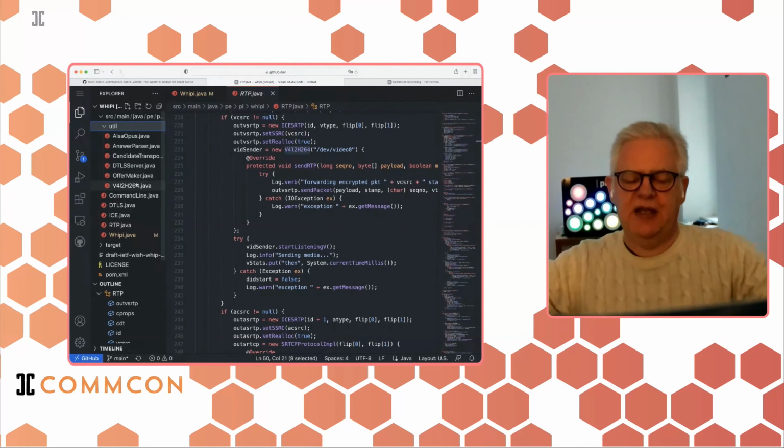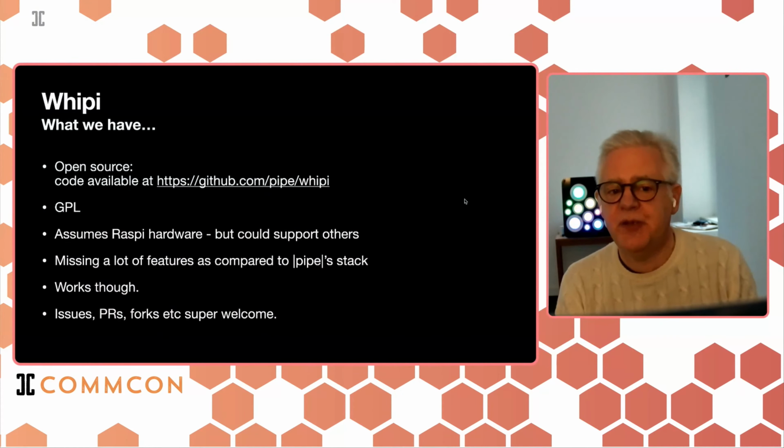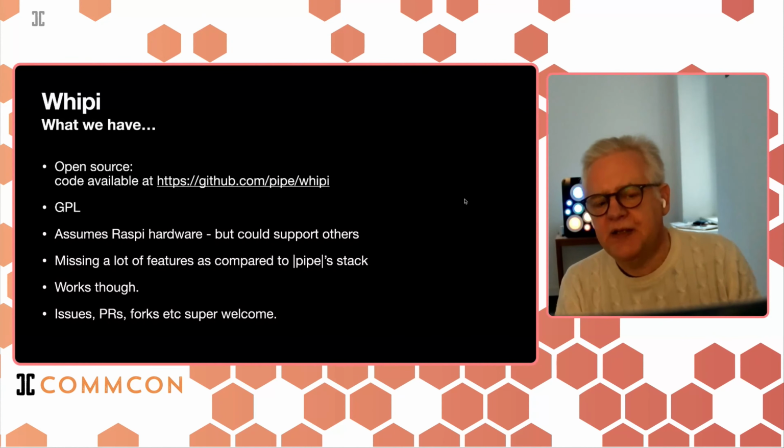So what did we just see? Well, we saw Whippy. The source code's available on GitHub as pipe Whippy. It's GPL. It currently assumes Raspberry Pi hardware. It could support other hardware. You basically just need something that's got an H.264 encoder that's supported by V4L2, and a Java 11 implementation.